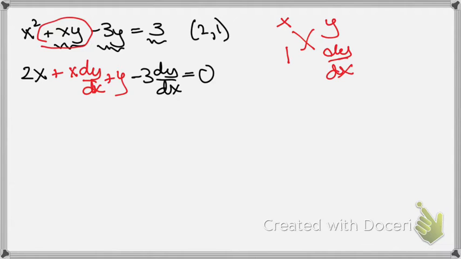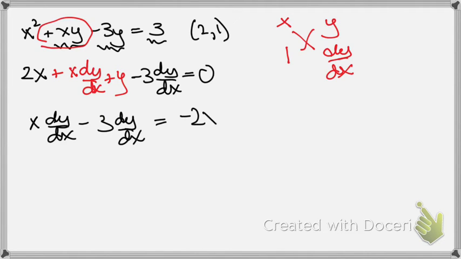Okay, now get all your dy/dx's to one side and all your non-dy/dx's to the other side, and factor out the dy/dx. So I have an x dy/dx, keep that guy. I have a negative 3 dy/dx. Everything else has to move over. Negative 2x and a negative y. Factor out the dy/dx.